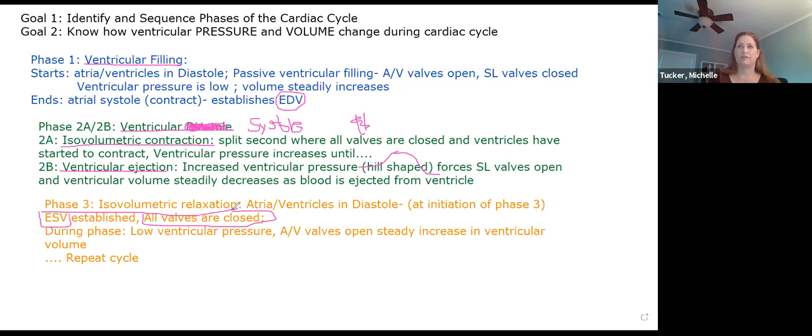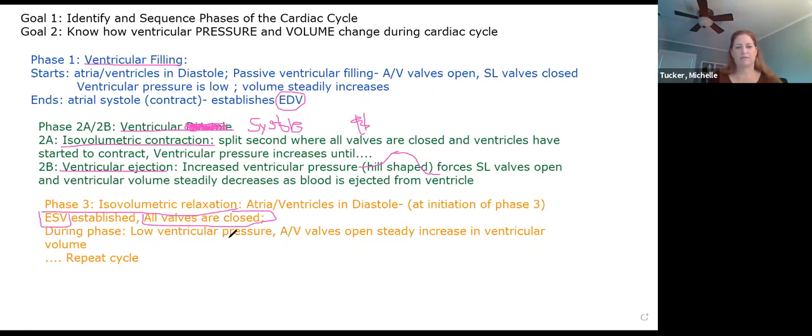So it's that very short moment in time where we have the maximal ventricular blood capacity versus the end systolic volume, where it's what is left. And then the difference would be what is ejected into, for example, the aorta. The same volume should be ejected into the pulmonary trunk as well.